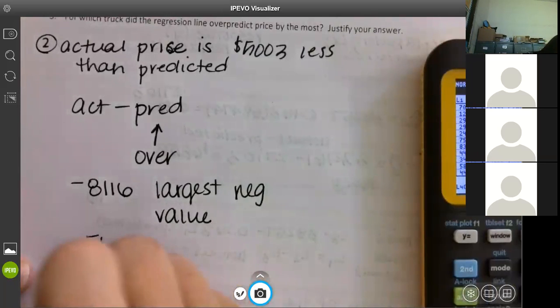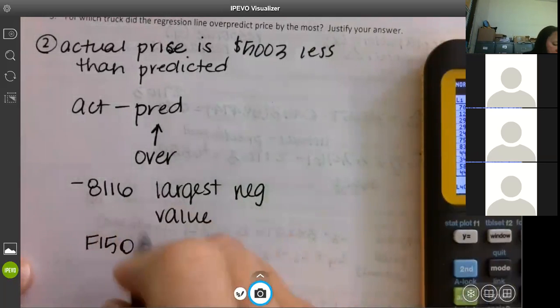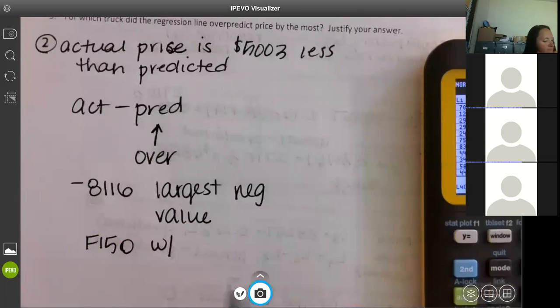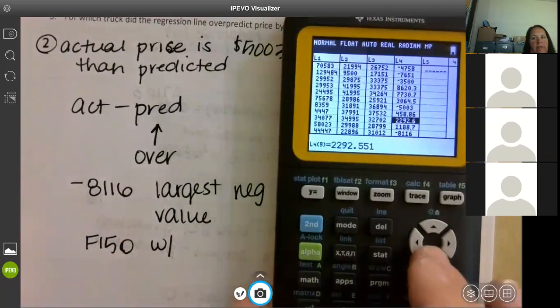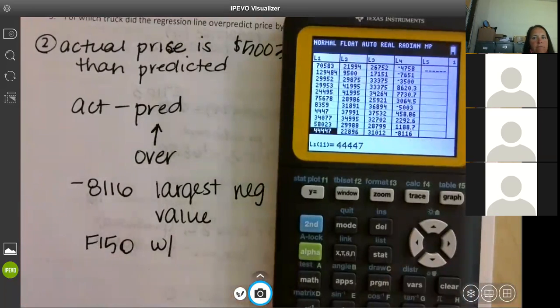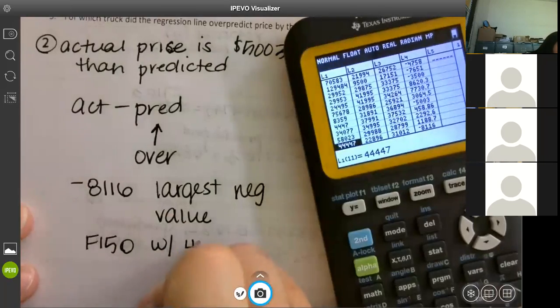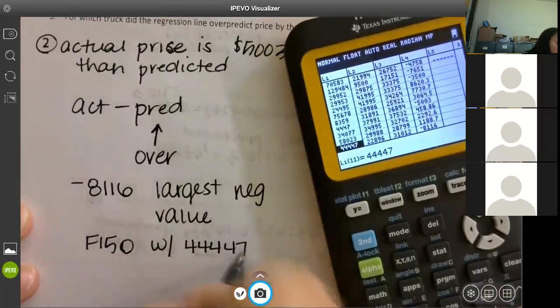So it's the F-150 with how many miles? Find that number in your chart, negative 8116. How many miles did it have? Okay, I'll just write it down. 44447 miles.